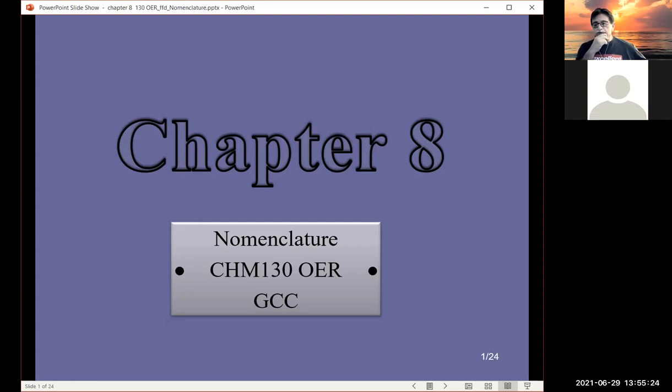All right. Chapter 8 deals with nomenclature. Nomenclature is nothing more than name that compound: given the formula, give the name, or given the name, write the structure or the formula. Vice versa.